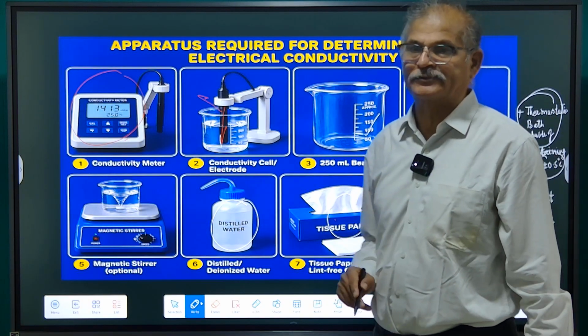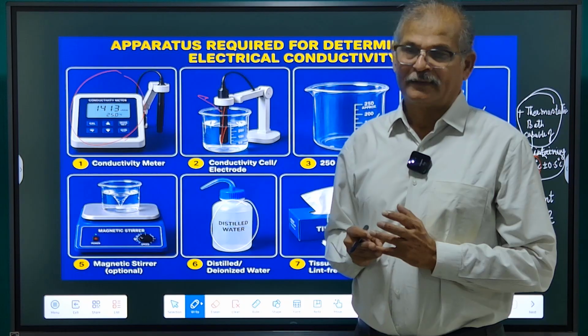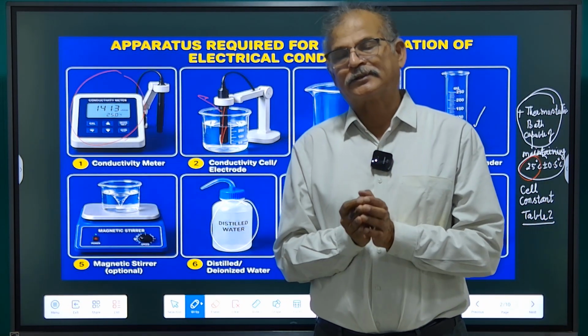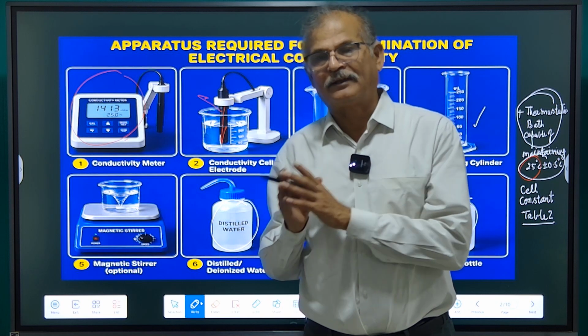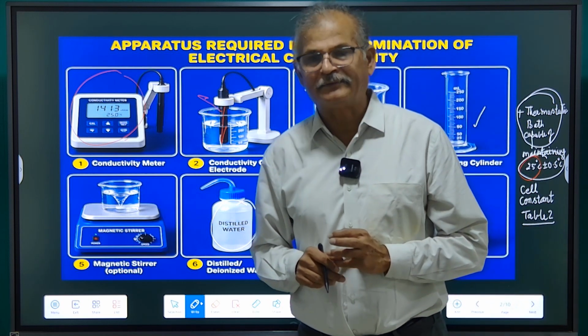Apart from this, we also require a thermostatically controlled water bath which can maintain the temperature of the standard solution or the water sample obtained from the field at 25 degrees centigrade plus or minus 0.5 degrees centigrade.